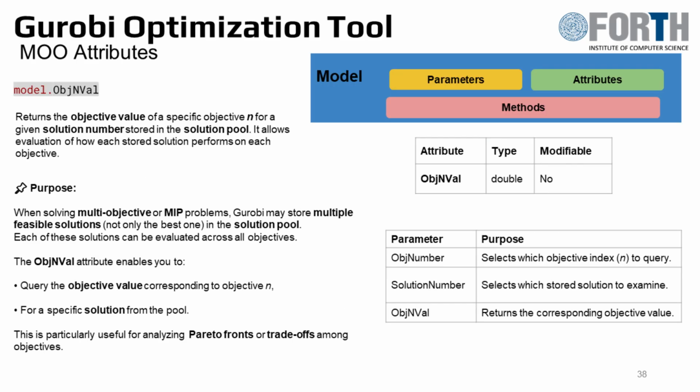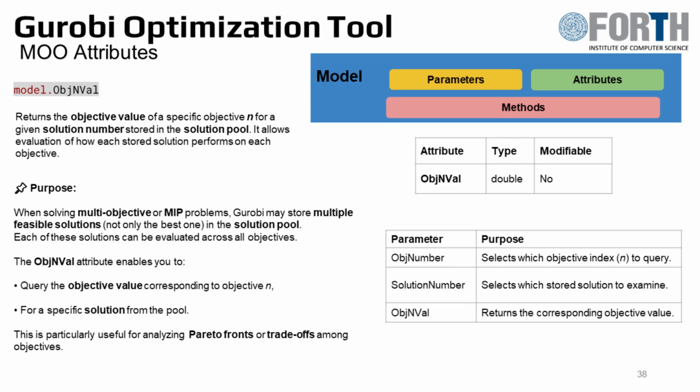At this point, we focus specifically on the attribute obj_val. This attribute returns the value of a particular objective for a particular stored solution. When using the solution pool, the model may contain several feasible solutions. Each solution has a value for every objective. To retrieve a specific number, you need to specify 2 things.